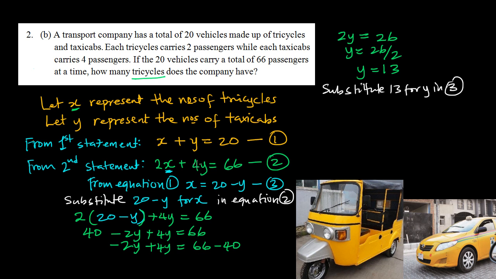So bring out equation 3, which is X is equal to 20 minus Y. So X is equal to 20 minus 13, which is 7. Since X represents the number of tricycles, and this question says how many tricycles does the company have, the company has 7 tricycles.